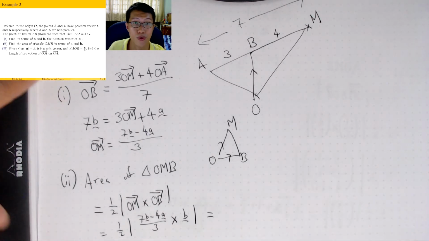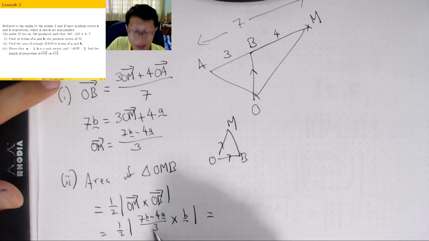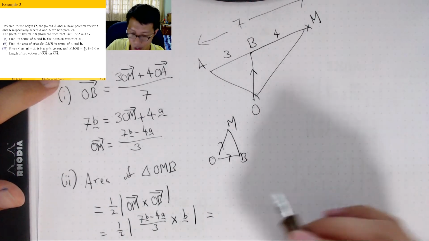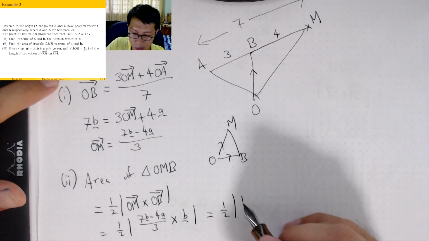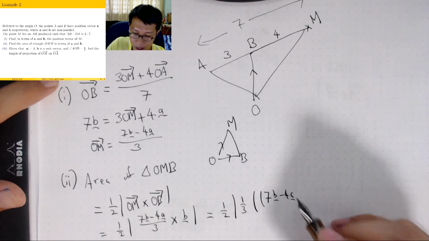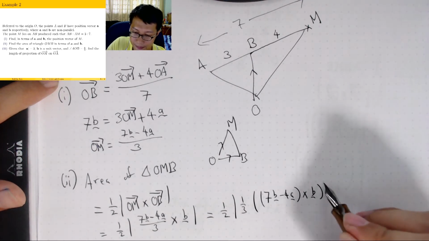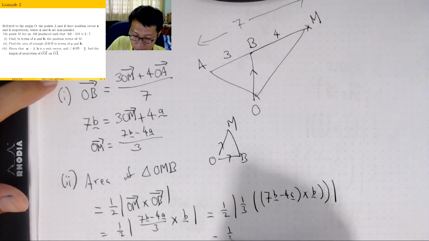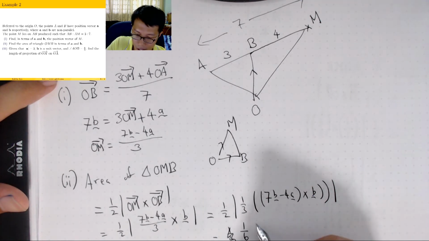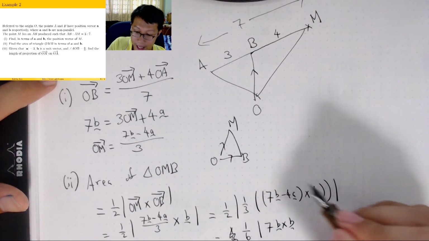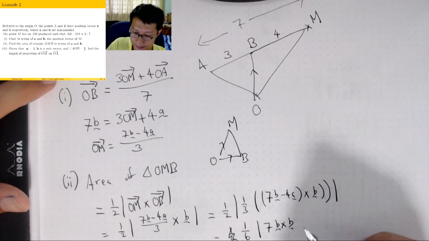So here is where we will use some of our abstract rules. First, the 1/3 is a constant, so we can bring it out of the cross products. So we have half the magnitude of 1/3 (7B minus 4A) cross with B. Next we will do expansion. The 1/3 can be dragged out as well, so we have 1/6 magnitude of 7B cross B, we're expanding, and minus 4A cross B.